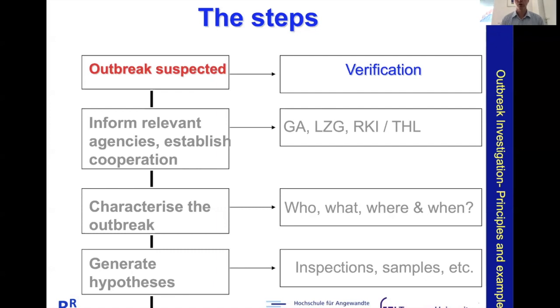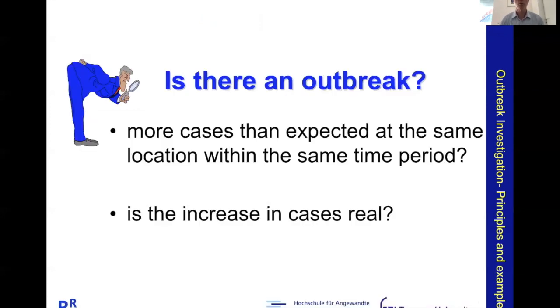So you first verify and figure out whether it's a real outbreak, and then you probably have to start an investigation. Exactly. So is it an outbreak? More cases than expected at the same location within the same time period? And is this increase in cases real? So that's one of the things which we really want to figure out.